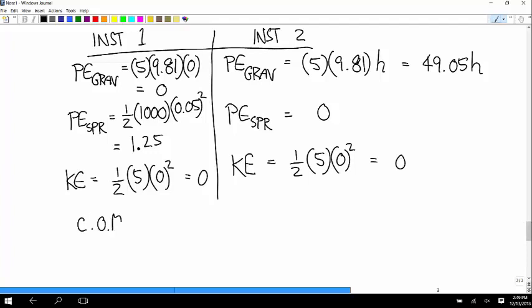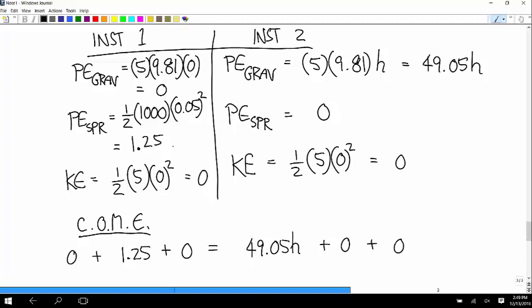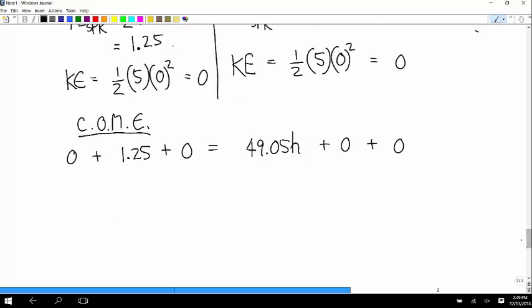Okay, so conservation of mechanical energy. We have 0 plus 1.25 plus 0 is equal to 49.05 H plus 0 plus 0. And so H is 1.25 divided by 49.05. So what's that? 0.025 meters. So 2.5 centimeters up the hill.